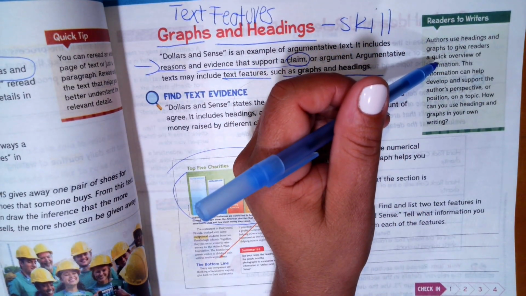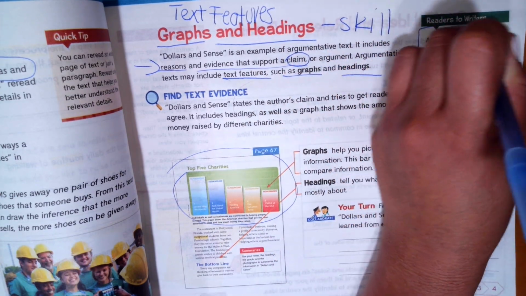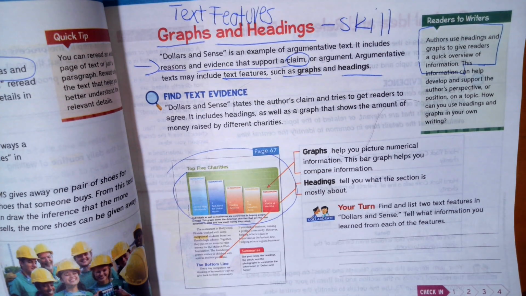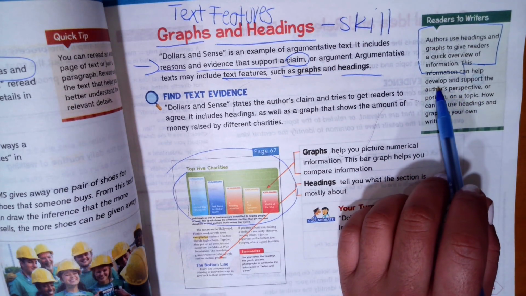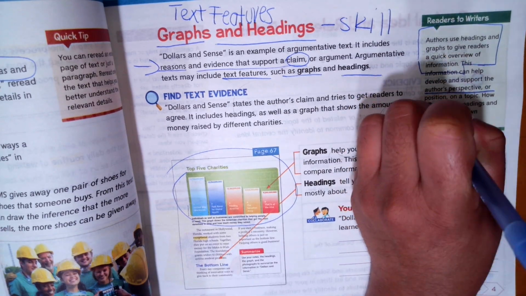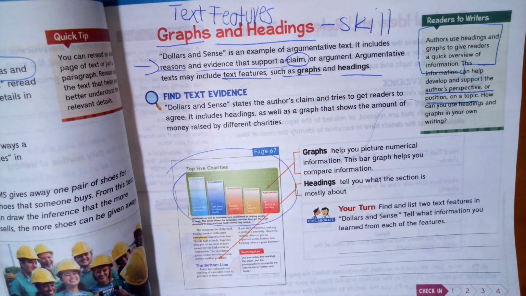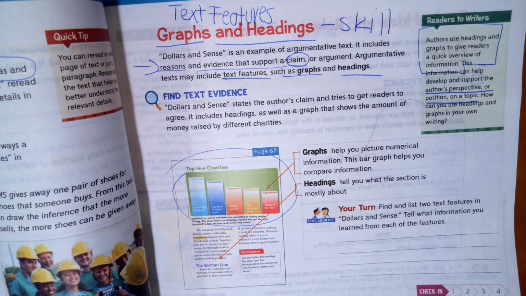Authors use headings and graphs to give the reader a quick overview of information. Go ahead and highlight that part. So the authors include these text features to help us get the information we need faster. And this information can help develop and support the author's perspective or position on a topic. Right? So let's go ahead and answer this question.